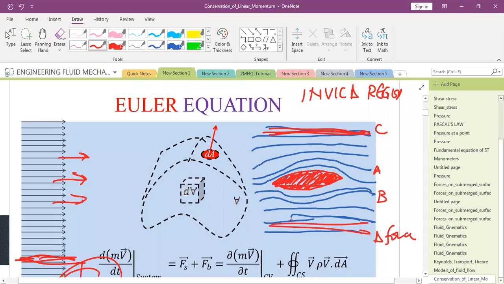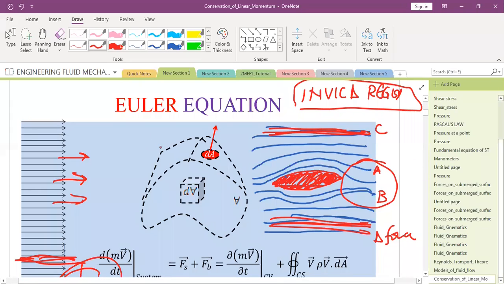This region is inviscid region of flow. What about these regions? You cannot neglect the viscous forces here. So this is not the inviscid region of flow. Are you clear? So please be careful, it is always the region of flow. You cannot talk about inviscid fluid. You will always say inviscid region of flow.